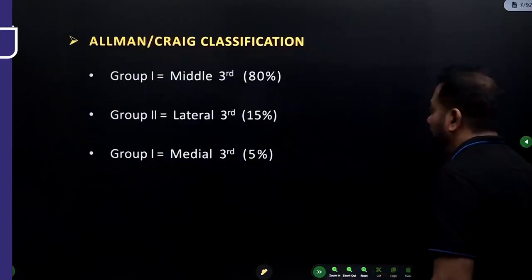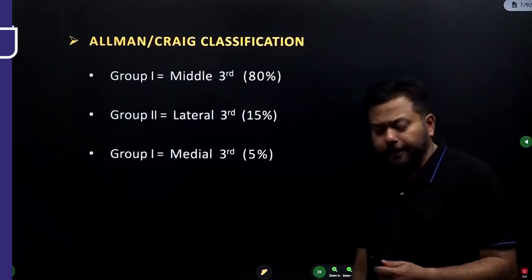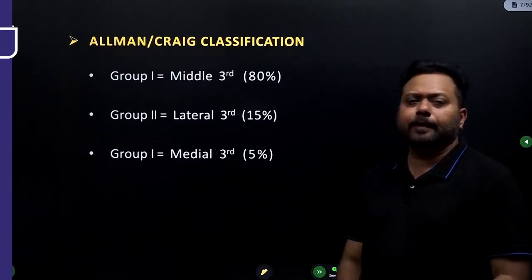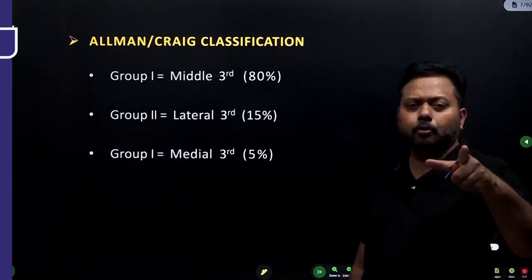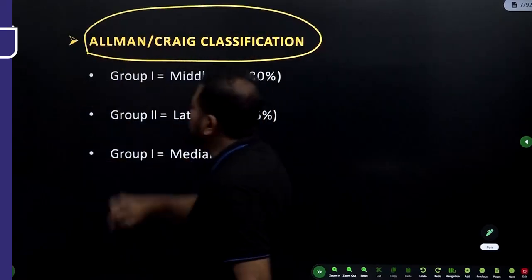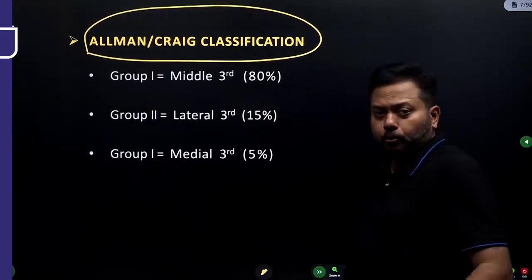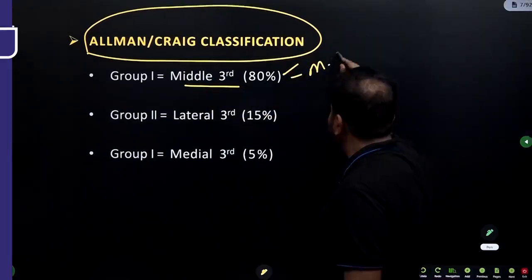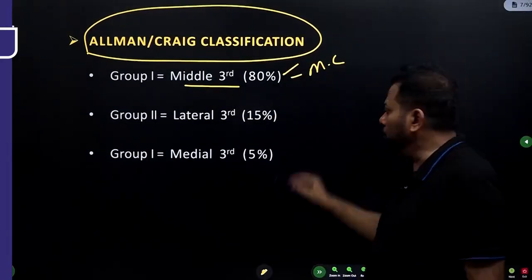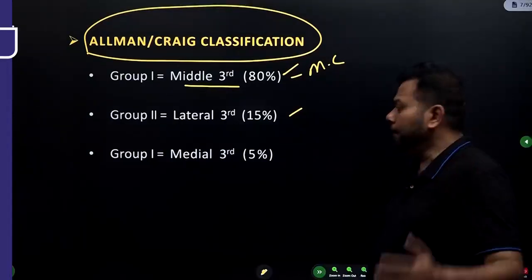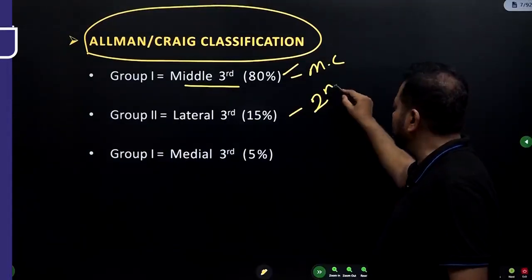Right? Okay. Now, is there any classification system? Yes. In all fractures, one classification system will be there. The only classification system which is accepted throughout the world is called Allman and Craig's classification. Group 1, Group 2, Group 3. Very simple. Group 1, middle third. This is the most common type. Group 2 is the lateral end of clavicle. It's 15%, second common type.